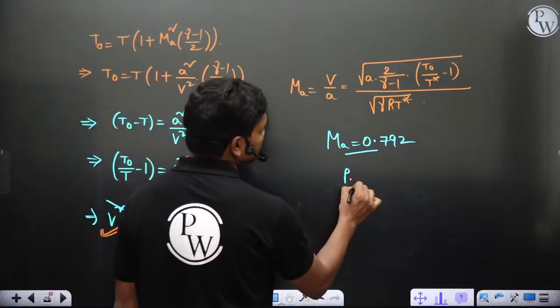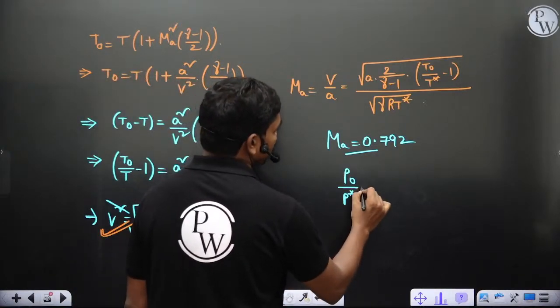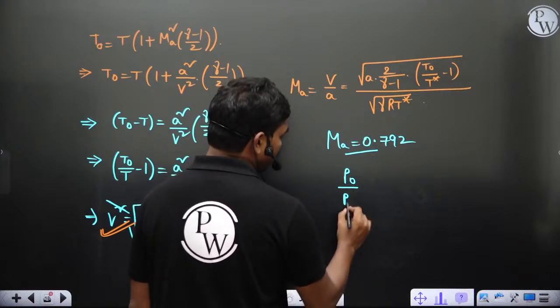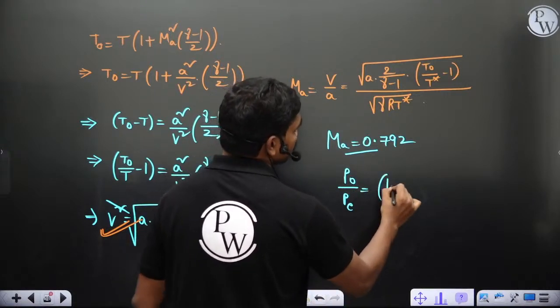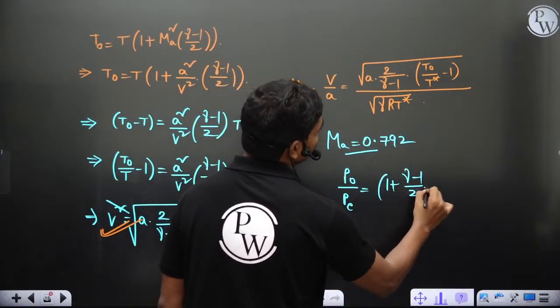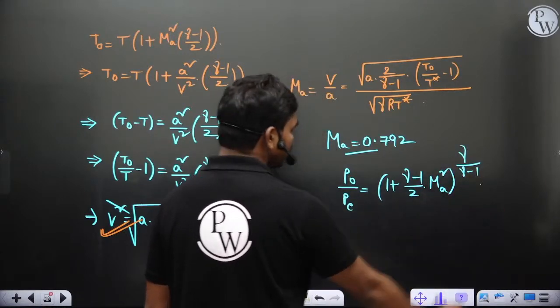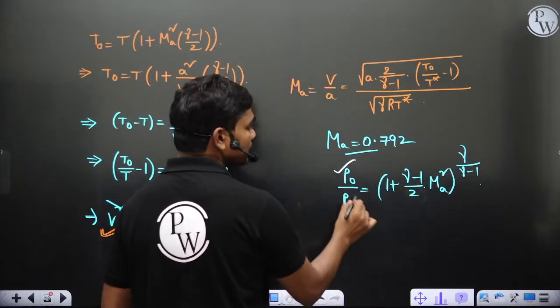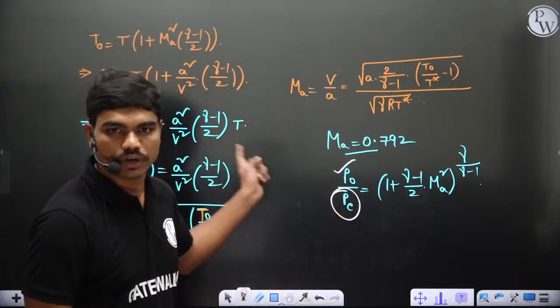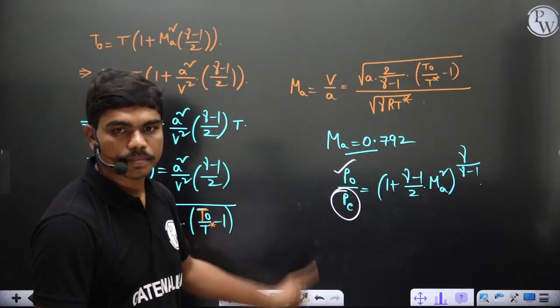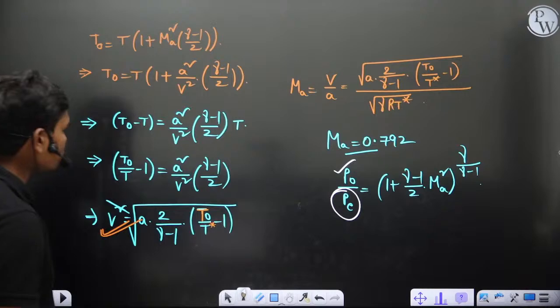See, you know this relation. P naught by P exit is equal to 1 plus gamma minus 1 by 2 into Mach square, whole power gamma upon gamma minus 1. So this is what we have. Only this is known, but this is not known to you, so that's why we are doing these calculations. Clear? So let's solve one more question before we leave.